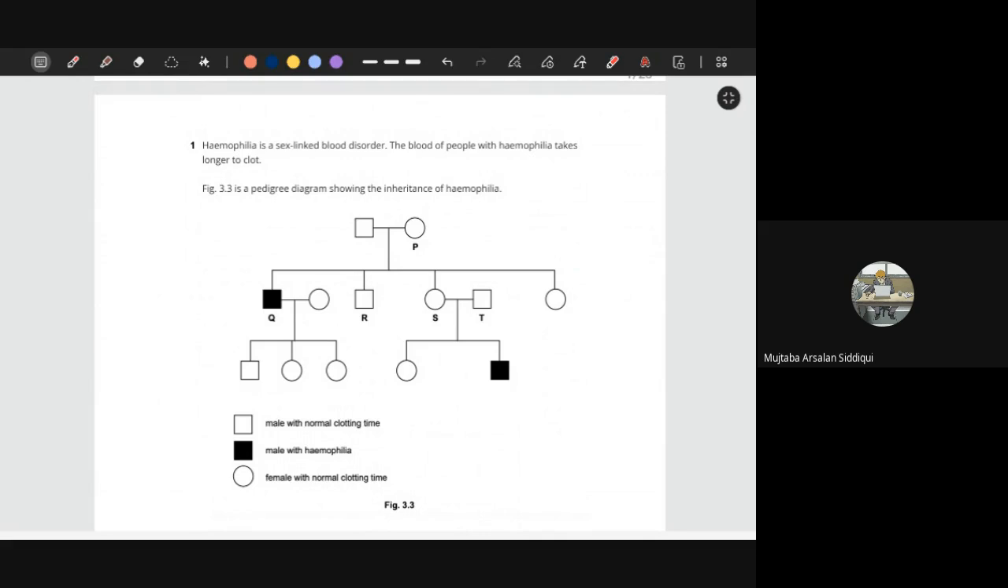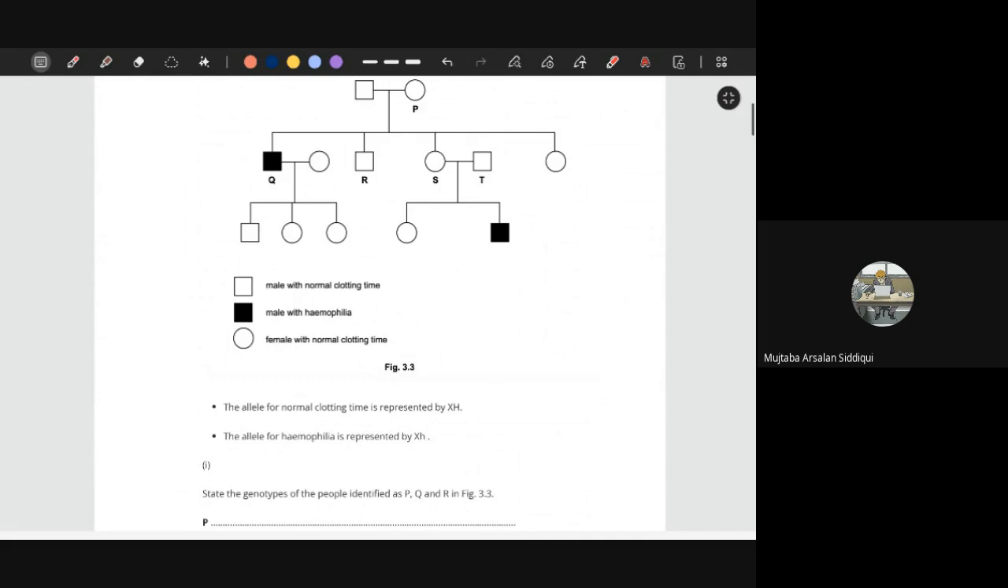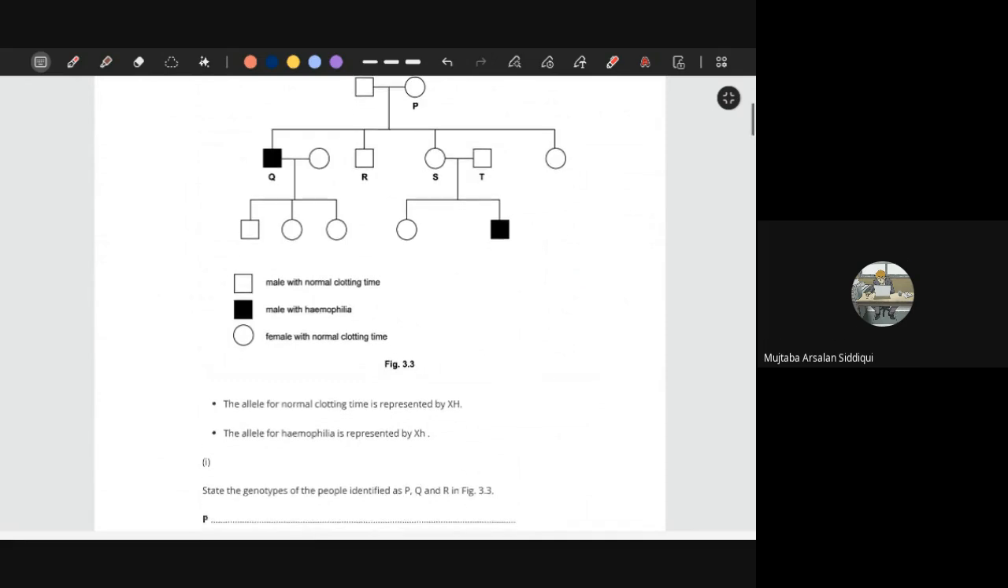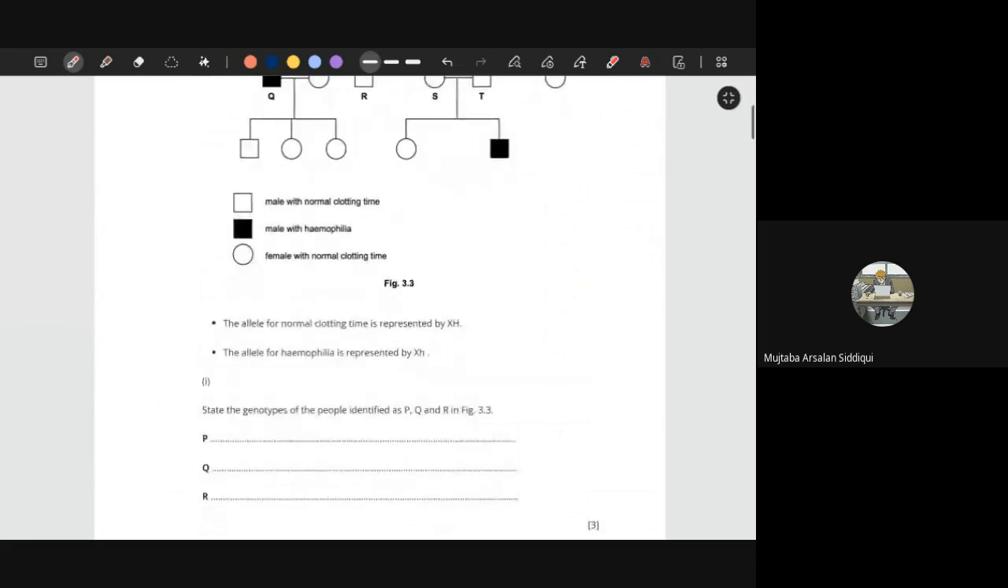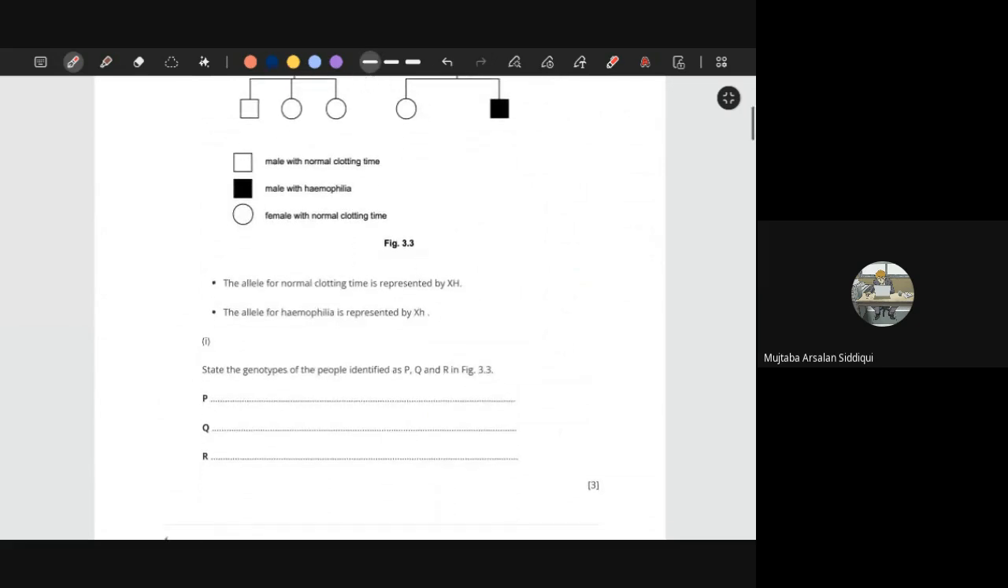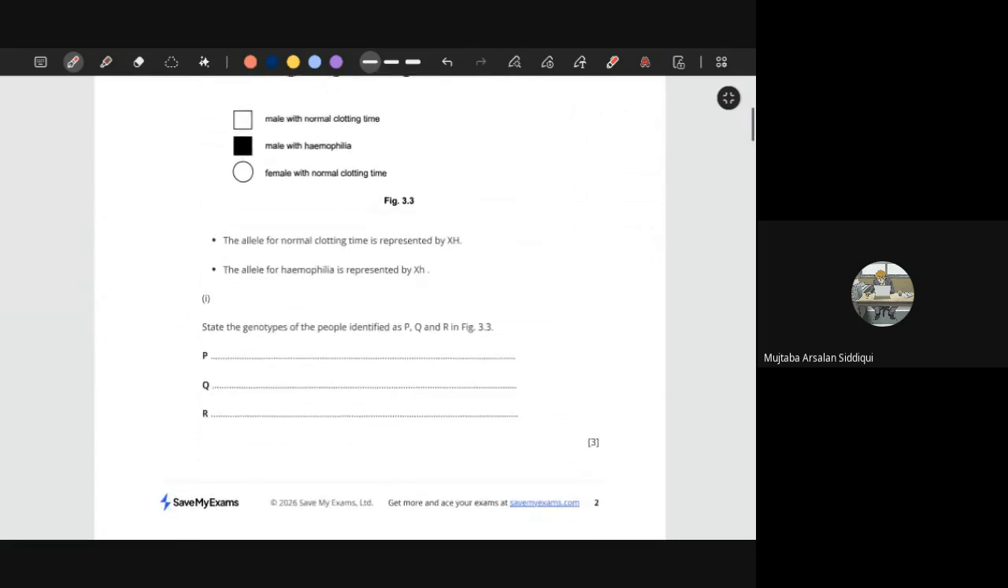So we're talking about a sex linked disorder. A normal allele for clotting time is represented by XH, and an abnormal allele is represented by X with a small h, right? Yeah. State the genotypes of the people identified as P, Q, R in figure 3.3.